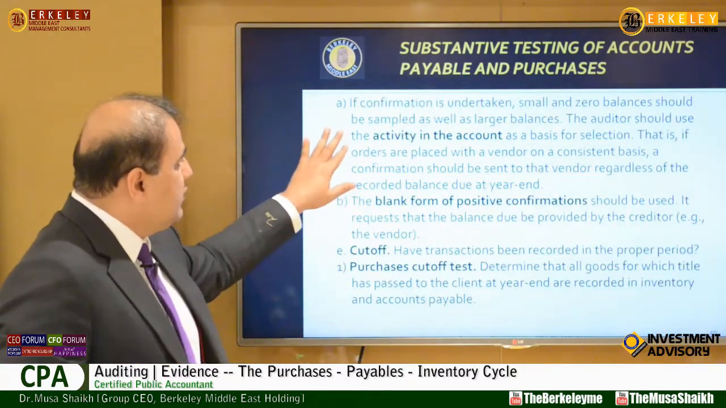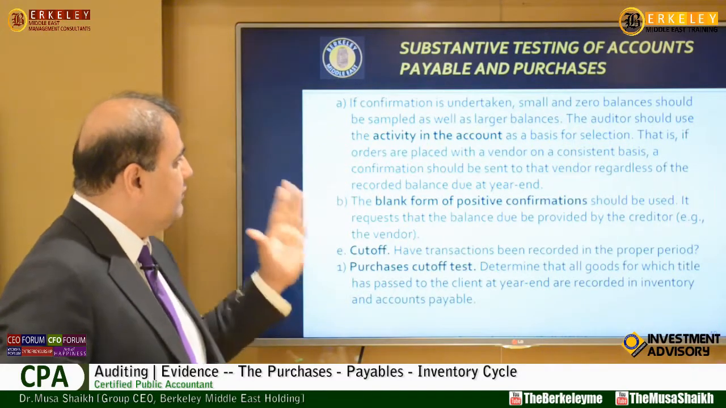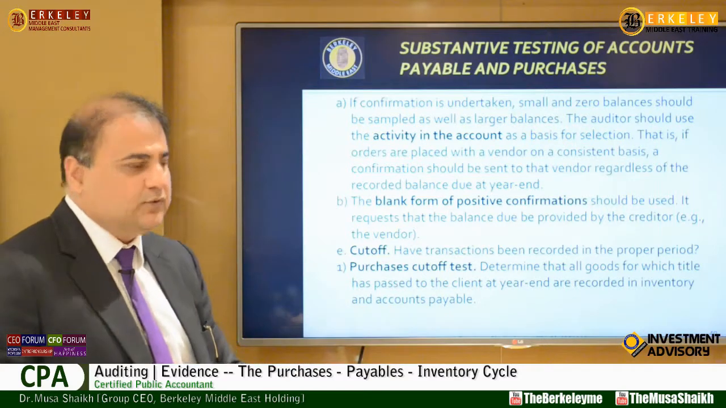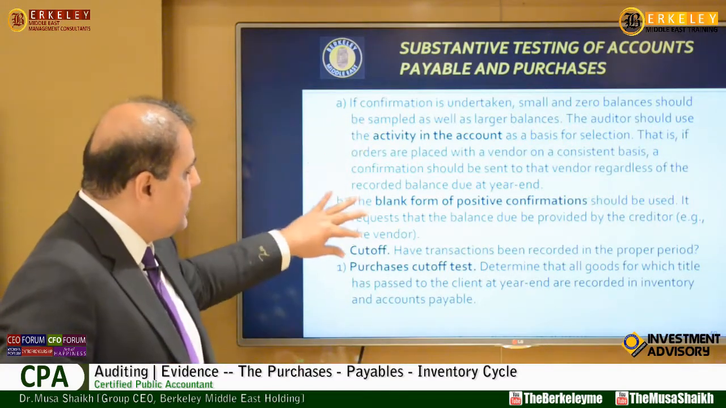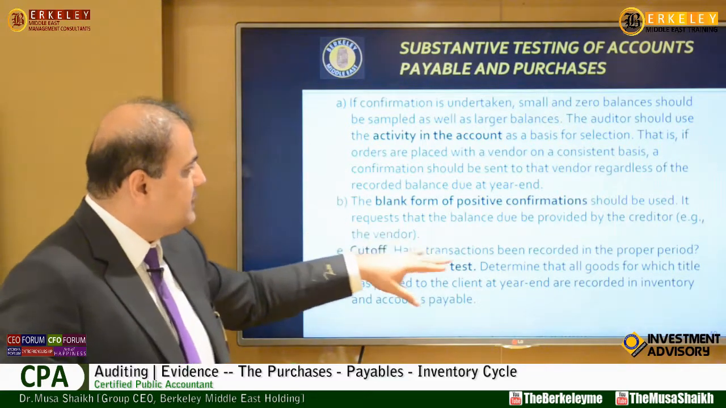Then you will see the auditor should use the activity in the account as a basis for selection. So you will see what the activity is: abnormal, normal, too much, too low. This is also important. A blank form of positive confirmation should be used. It requests the balance due.